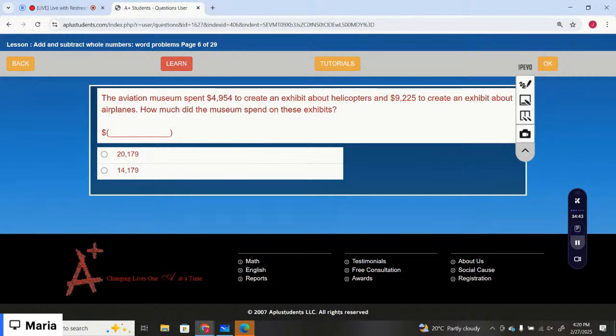Option number two is the correct option. That is $14,179.